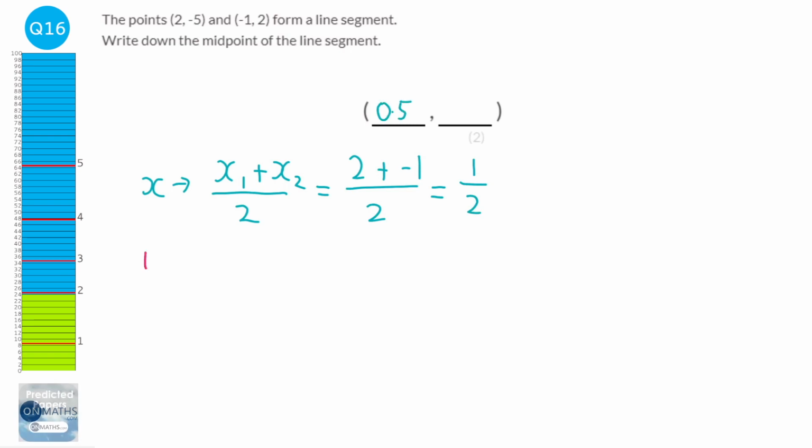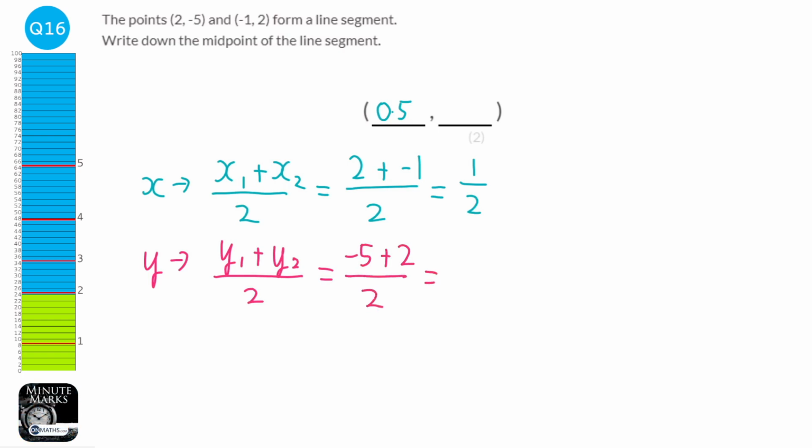We can do the same thing for the y coordinates, and the formula is the same, but just adding the y coordinates together and dividing by 2. So it's going to be -5 plus 2, all of that divided by 2. So that's going to be -3 over 2, or -1.5.